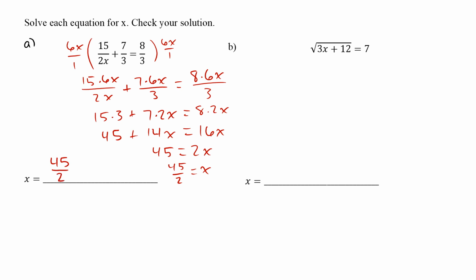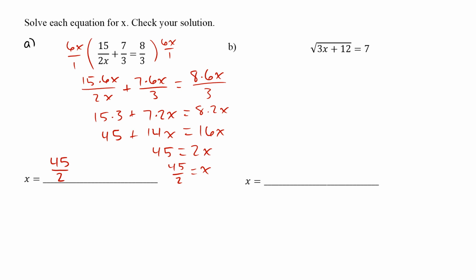And there's not a common factor there, so I'm just going to leave it exactly like that, 45 halves. On the other side, I know that the square root of 49 produces 7, right?